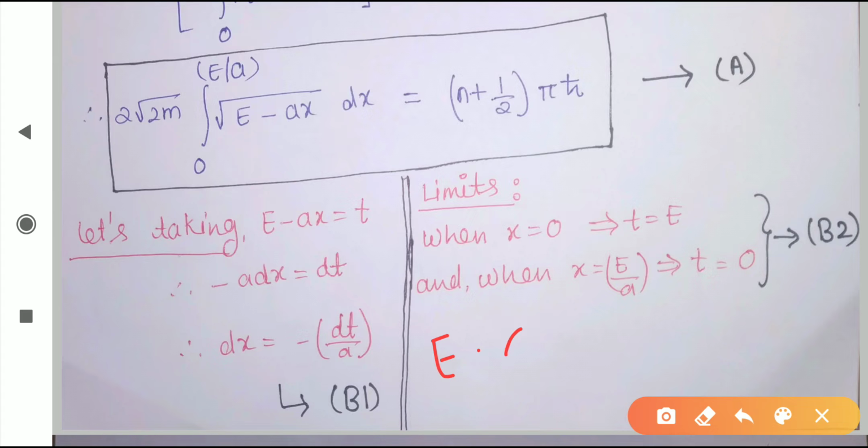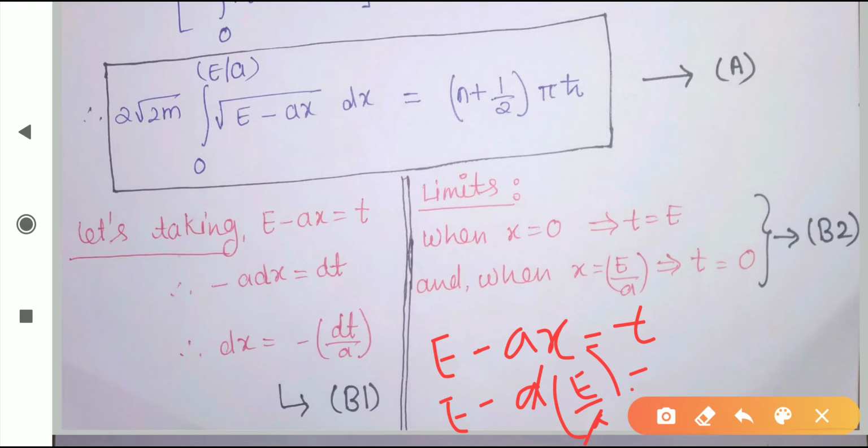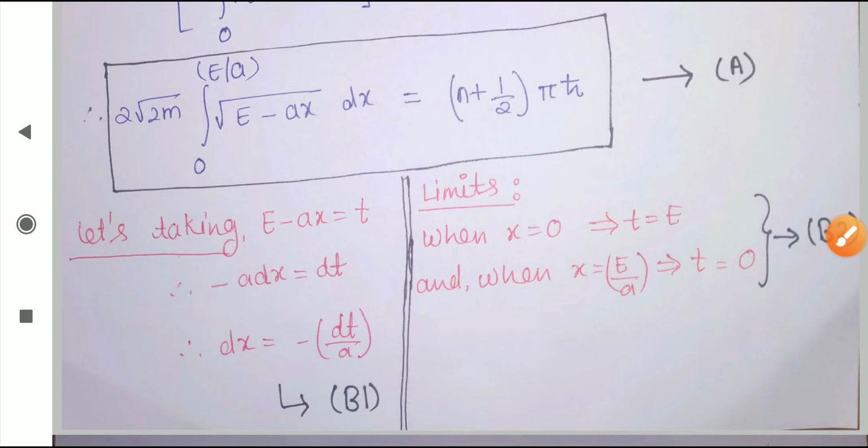E minus ax, which is equal to t. This we have, correct? So here what we will get? Minus a, if we put e as it is instead of x, what we will get? E by a. This we are getting. Clear? So a cancelling, and here e minus e will become 0. So what value of t we will get? We will get 0 simply.